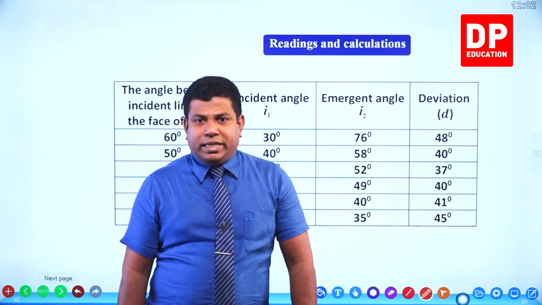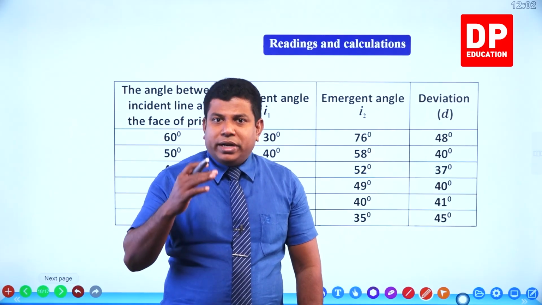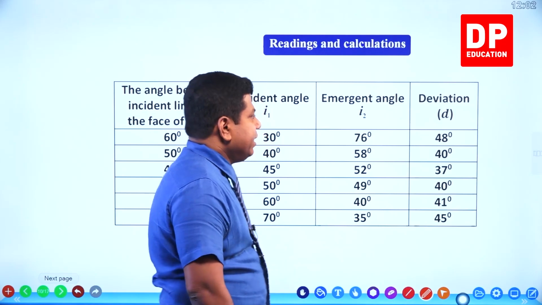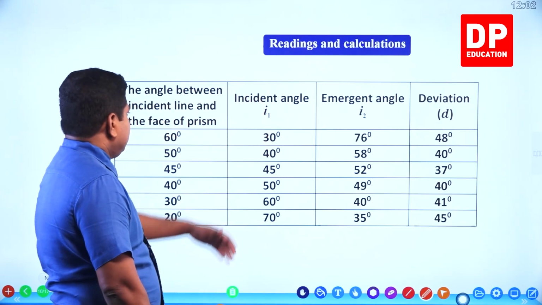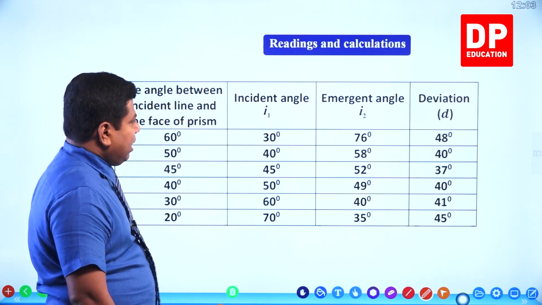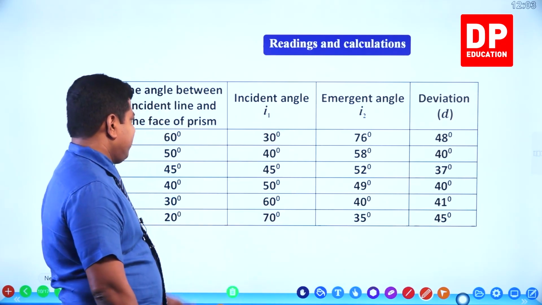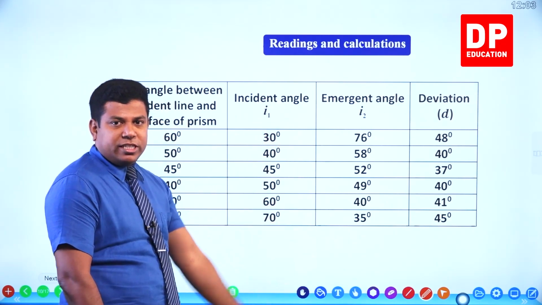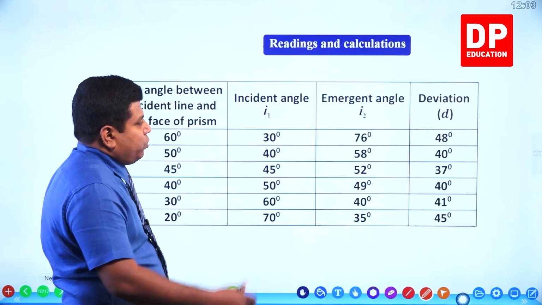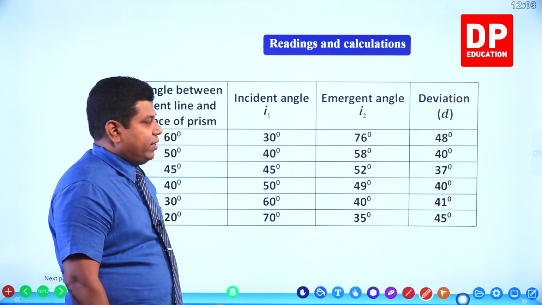Let's see how, using the prism angle and the minimum deviation, we can find the refractive index of this prism material. Right. Now the readings we have got, I have marked here. This is the angle we marked with the horizontal line. Then this was the incident angle. If this is 60, this has to be 90 minus 60, 30. I2 76 and deviation 48. We have written all that.